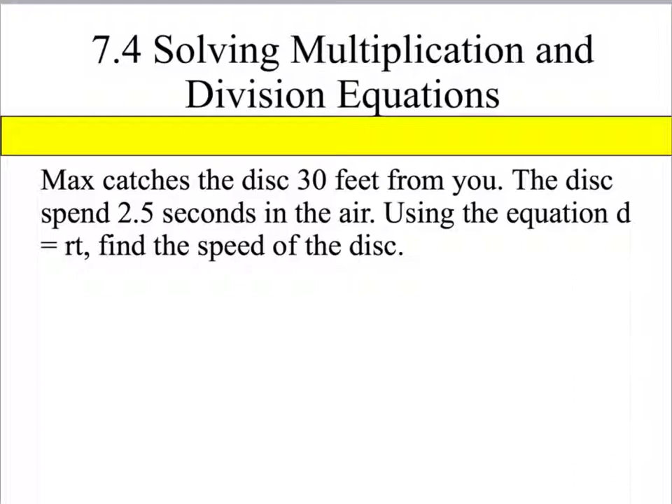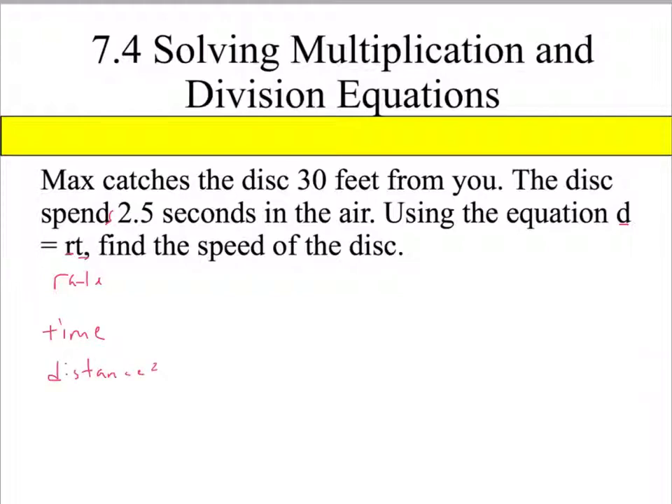Okay? It says Max catches the disc 30 feet from you. The disc spends 2.5 seconds in the air. Using the equation D equals RT, find the speed of the disc. So pause now, write this down. You know what? I want you to pause and try this problem. See if you can figure out what the distance is, what the rate is, and what the time is. R is rate, T is time, and D is distance.